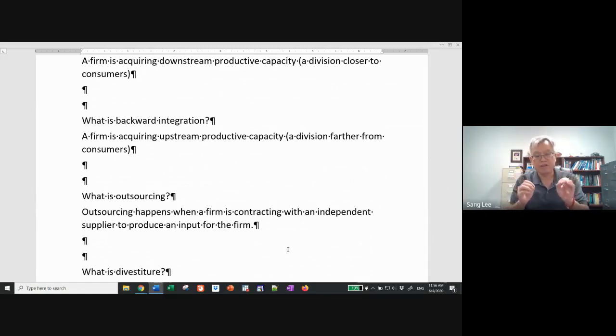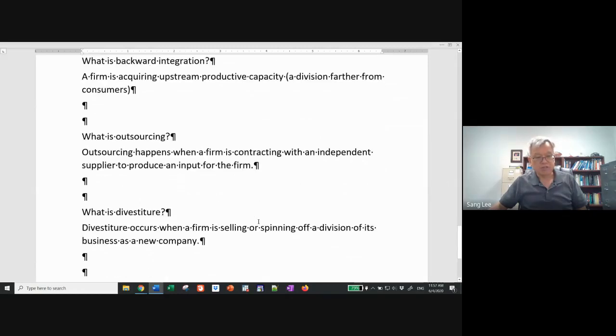So remember that there are two types of integration. One is forward integration, which means your supply chain is expanding downstream, towards the final consumers. And backward integration means your supply chain is expanding upstream, closer to the acquisition of raw materials. Now, the next two terms are the opposite of vertical integration.